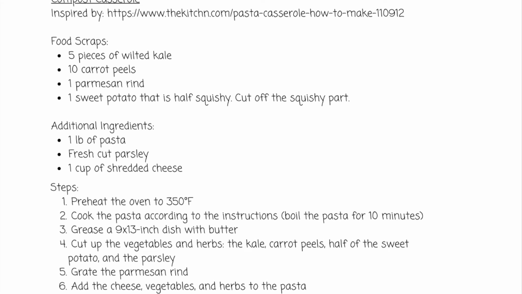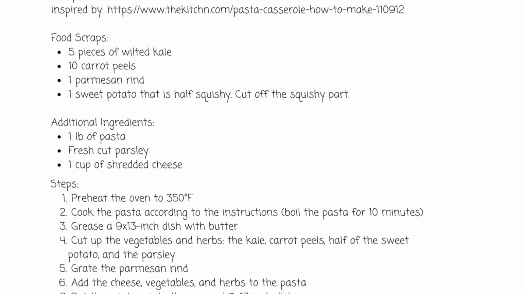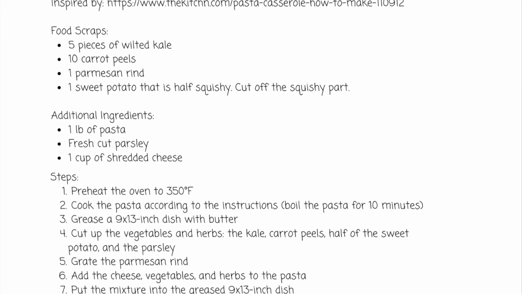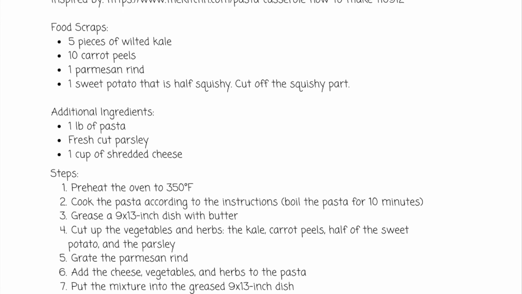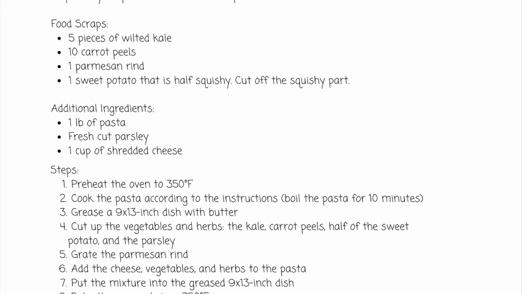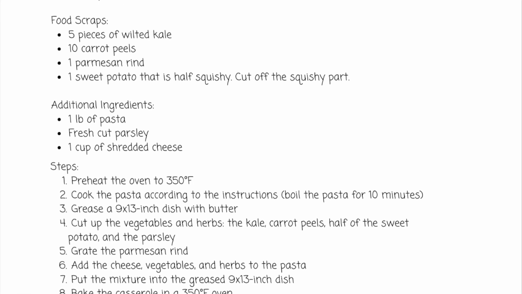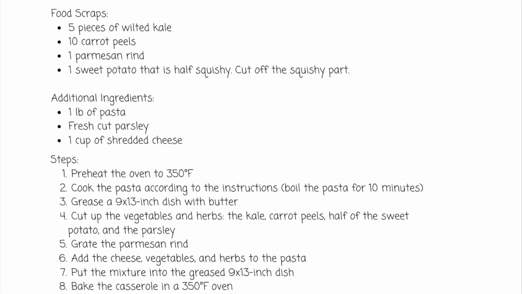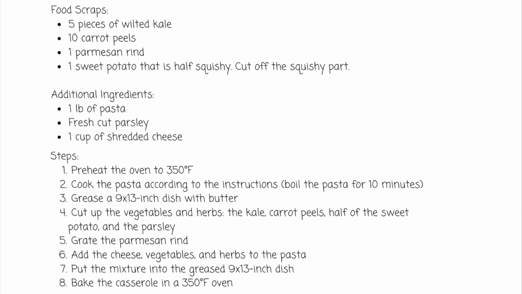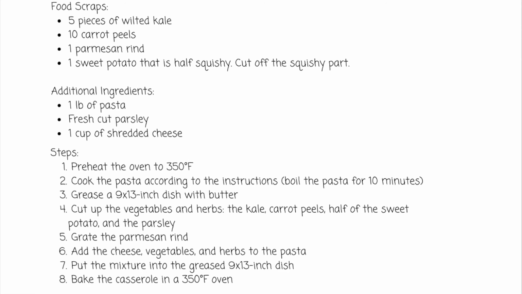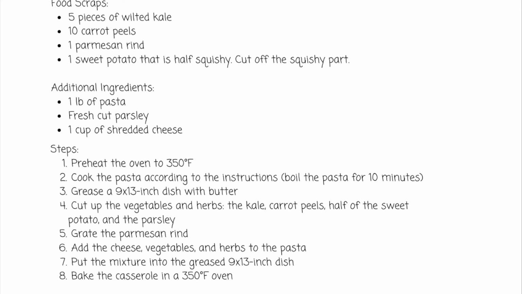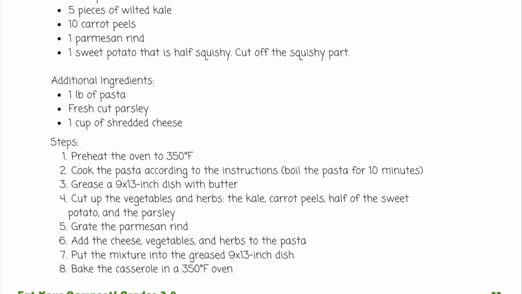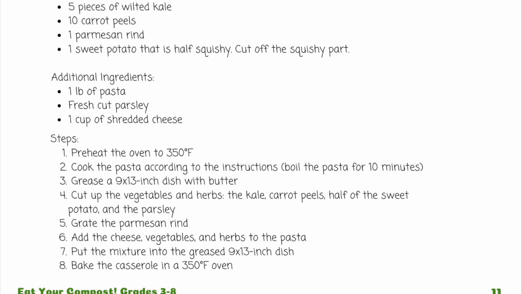Steps: 1. Preheat the oven to 350 degrees Fahrenheit. 2. Cook the pasta according to the instructions, which are probably boiling the pasta for 10 minutes. 3. Grease a 9 by 13 inch dish with butter. 4. Cut up the vegetables and herbs, the kale, carrot peels, half of the sweet potato, and the parsley. 5. Grate the Parmesan rind.